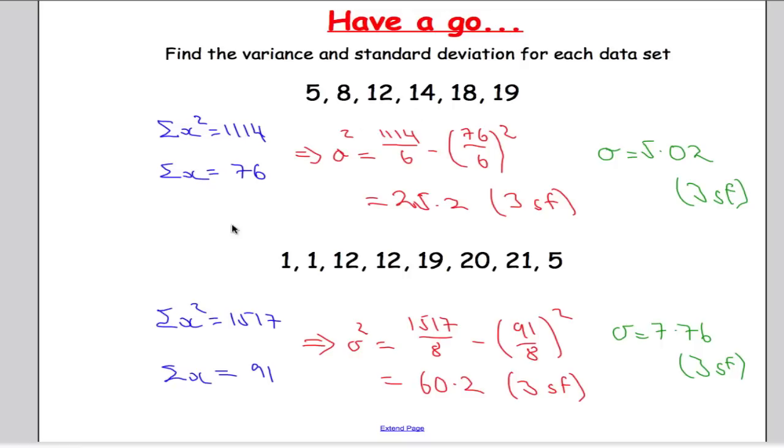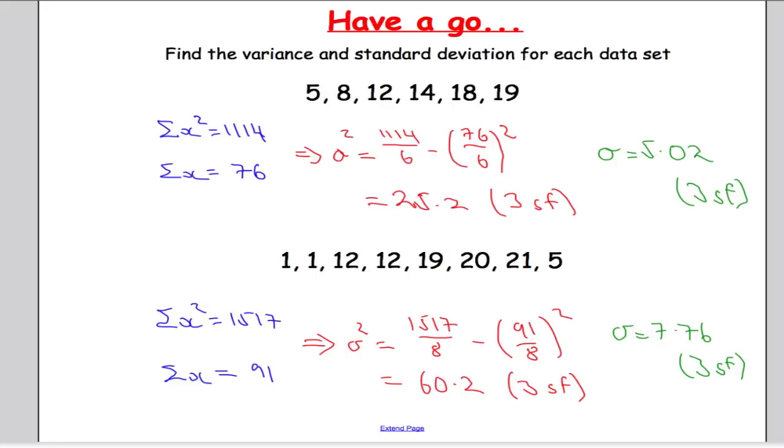So for both questions, you may notice that I've used the simpler formula. So I've used the mean of the squares minus the square of the mean to work out both. And all my answers are given to three significant figures. So mark off your work and see how you did with those. If they didn't work out, do check your figures and see if you can figure out where you went wrong.